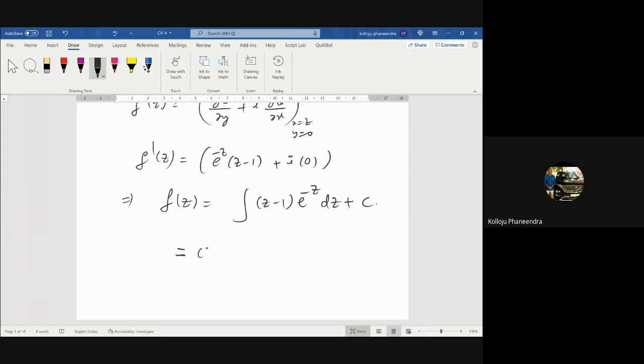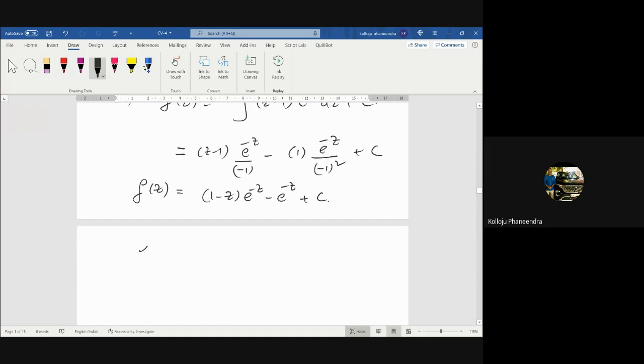Product rule: z minus 1 derivative part, e to the power of minus z integration, minus z minus 1 derivative is 1, again e to the power of minus z integration. So what I'm getting is 1 minus z into e to the power of minus z, minus e to the power of minus z, plus c. This is f of z. And simplification is e to the power of minus z, e to the power of minus z gets cancelled, minus z into e to the power of minus z plus c is the answer.